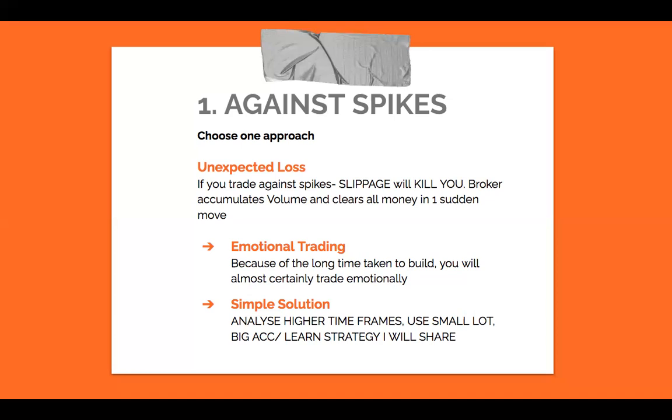However, I'm going to give you a simple solution, which is going to be analyzing higher time frames with the strategy that I'm going to give you. And you also need to use a small lot if you're going to trade against the spike. Please do not listen to anyone who tells you to use a big lot when you're trading against the spike. It is never ideal, never has been, never will be. Okay, so that only works if your account is big, in which case also it becomes a small lot.